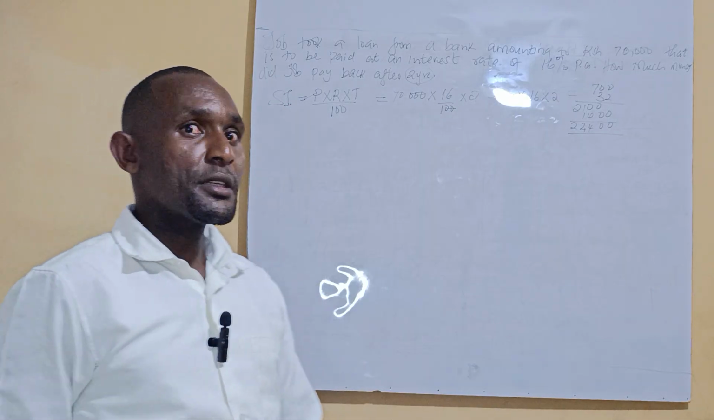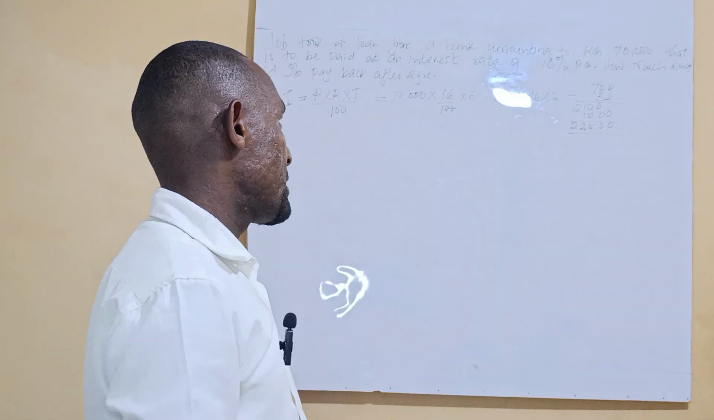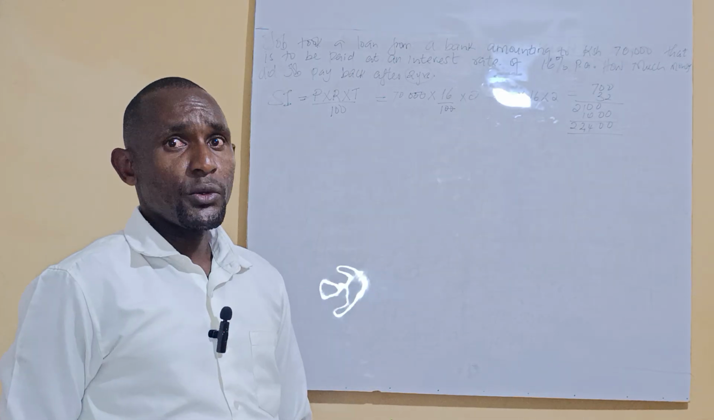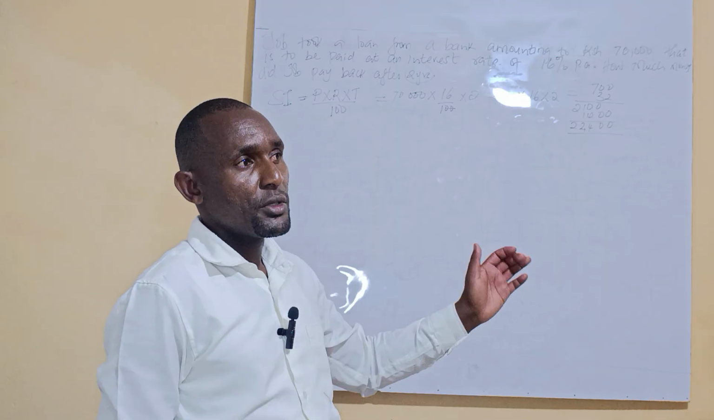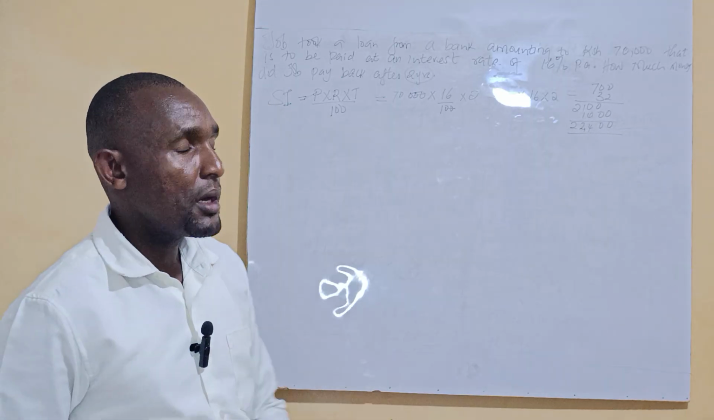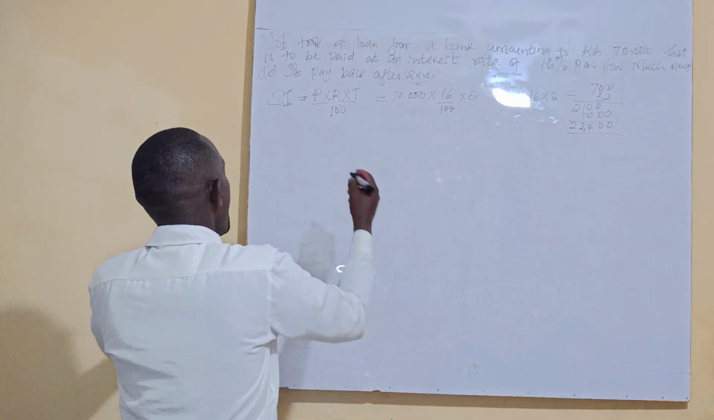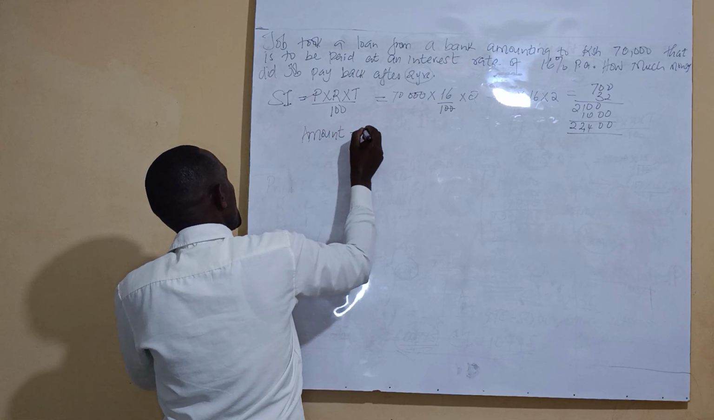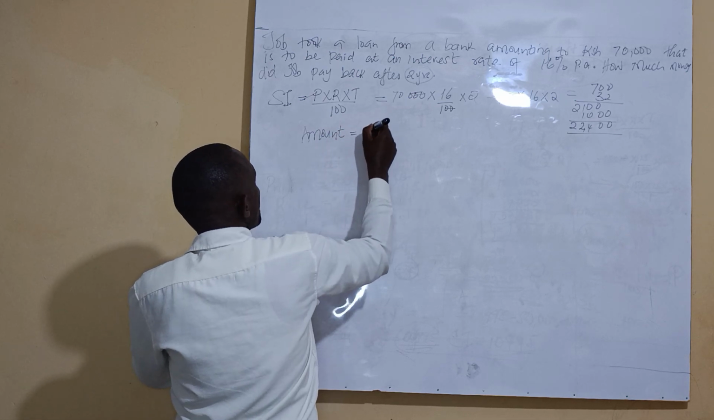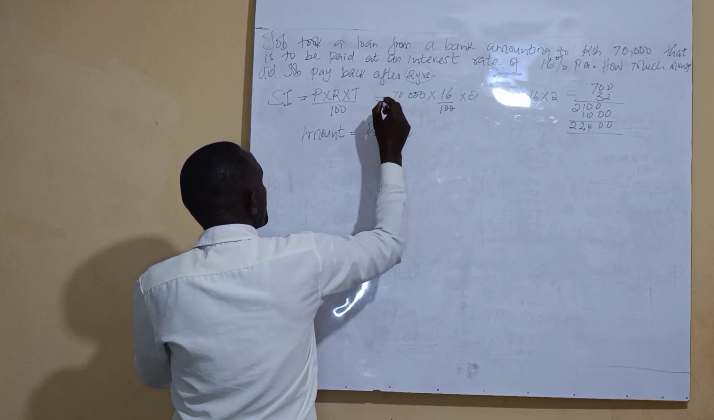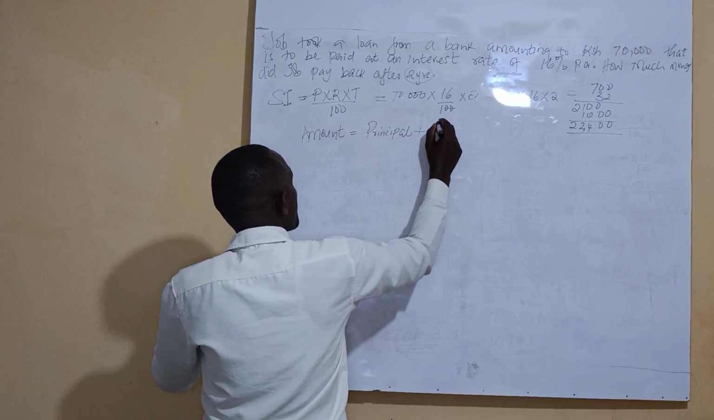22,400. So that is the interest that is going to be earned after 2 years. Now, being the interest alone, remember that this question can also be posed asking for the amount. Remember that we said that amount is equal to principal plus the interest.